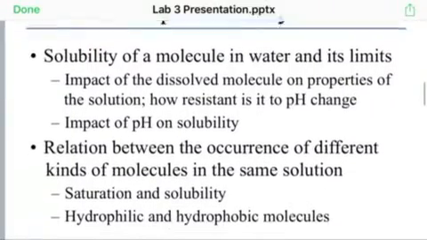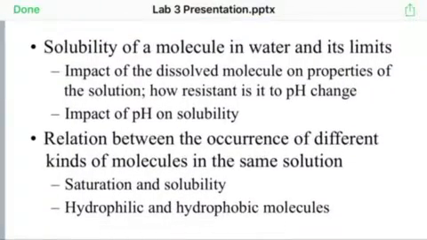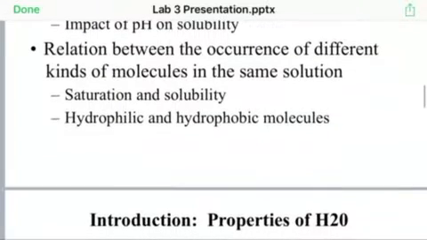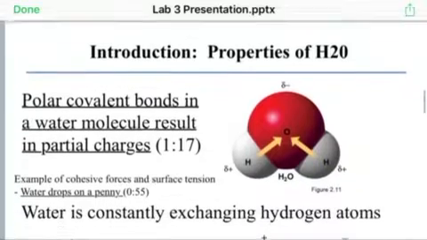Okay, so here are the basic concepts for today. Essentially, we're going to see how molecules react when they're dissolved in water, and if you can dissolve 2 molecules at once, things like that. One of the main things we're going to focus on is pH and how that affects things. We're also going to take a look at hydrophilic and hydrophobic molecules. Can they dissolve the same way? We're going to see some of those clear differences right in the lab.